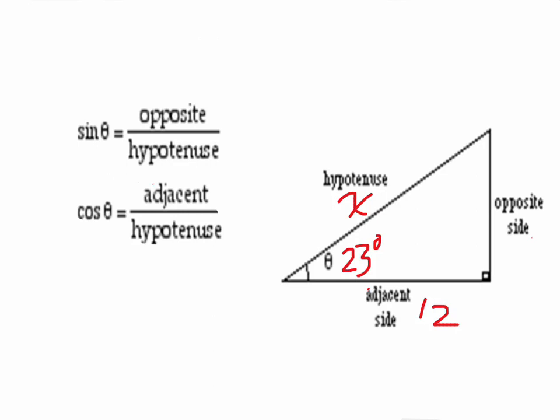I want to point out that sine starts with the letter S, opposite starts with the letter O, and hypotenuse starts with the letter H, giving us an acronym SOH. Also, let's point out that cosine starts with C, adjacent starts with A, and hypotenuse starts with H, giving us the acronym CAH.